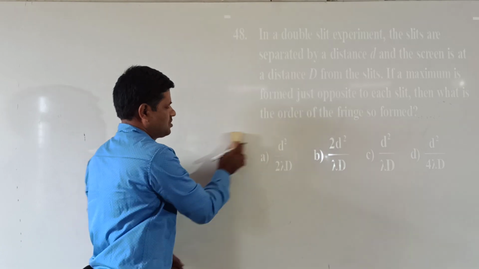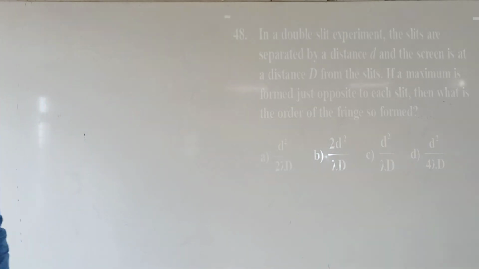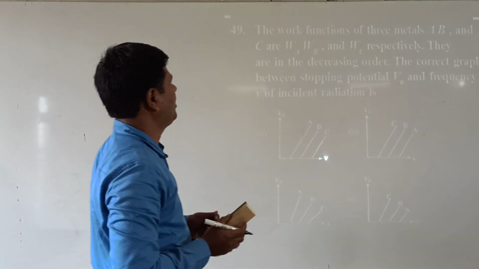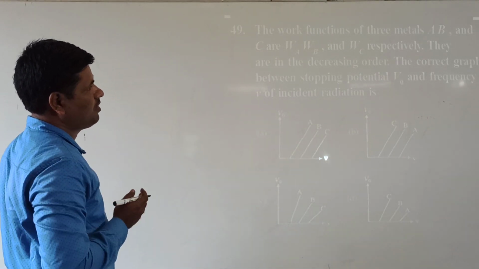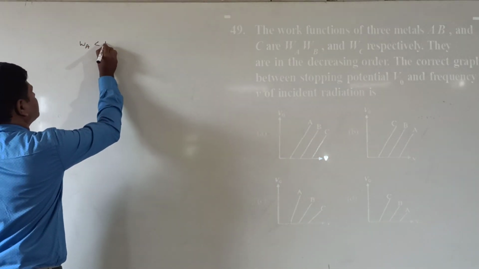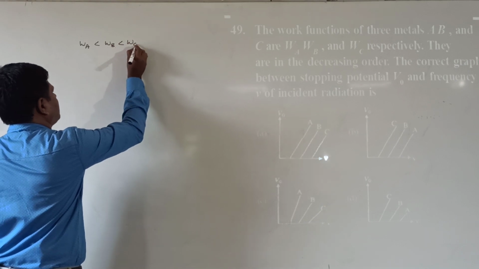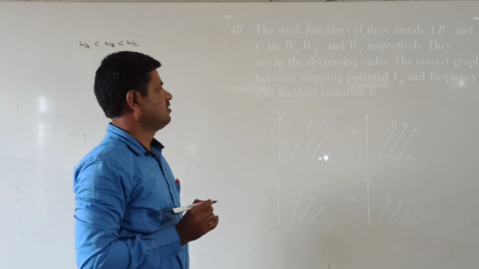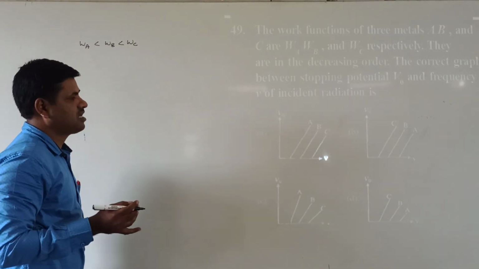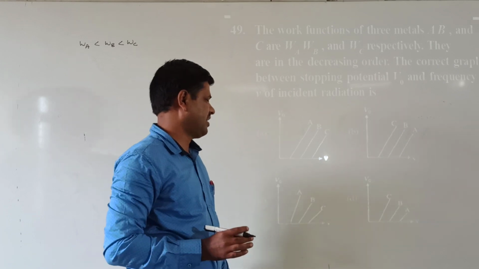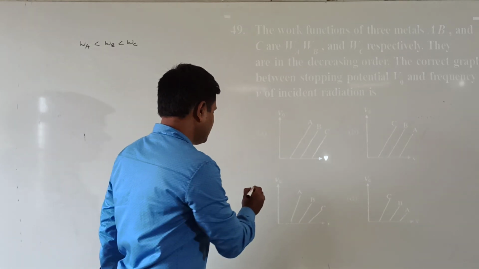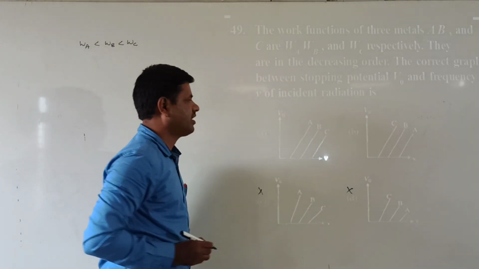Next we go to question number 49. The work functions of the three metals A, B, C are WA, WB, WC, in increasing order, that is WA less than WB less than WC, which means WC is the largest. Which is the correct graph between stopping potential and frequency? The graph between stopping potential and frequency is always a straight line. But in options C and D the lines are not straight, so C and D are wrong. Directly we can conclude that.